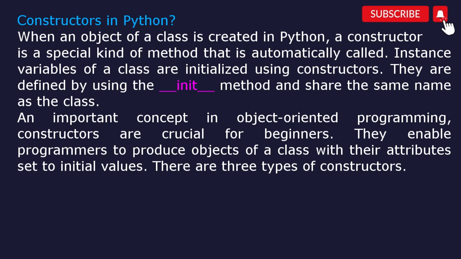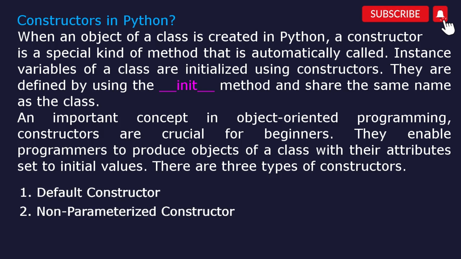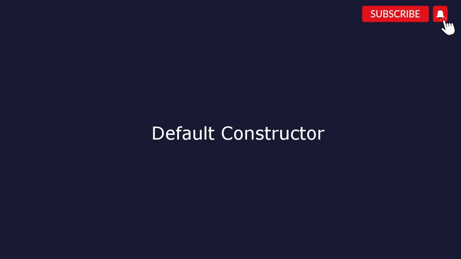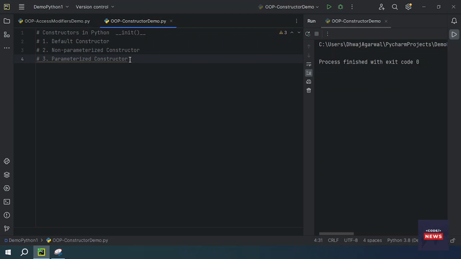There are three types of constructors in Python. First, default constructor. Second, non-parameterized constructor. Third, parameterized constructor. Okay, so let's see each constructor one by one. What is a default constructor? This is the simplest constructor type and does not accept any parameters. Python automatically creates a default constructor when a class does not have one defined explicitly. Okay, let's see with an example how it works.